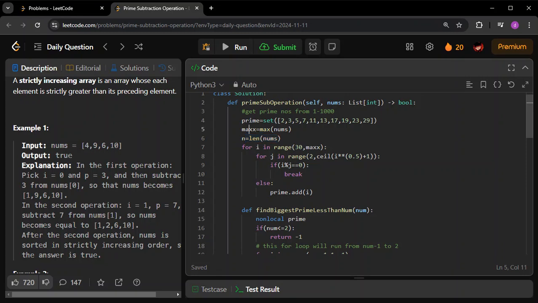Okay, I'm calculating the maximum in the given array. What I'm doing next, I'm starting from 30. Why? Because till 20 I've already calculated. So I'm starting from 30, I'm going till max. As simple as that.